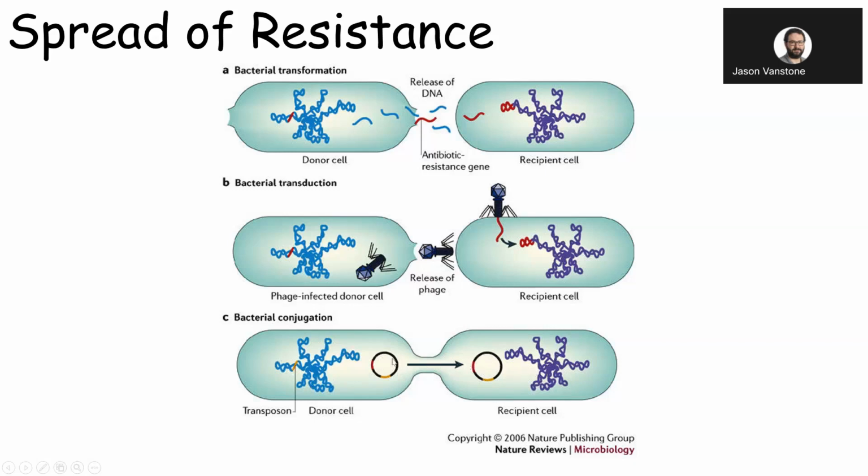The neat thing here too is that we've seen that not only can this happen between members of the same species, but it can actually happen between different species of bacteria. So you can get these plasmids that go from one bacterial species to another bacterial species, which creates even further complications for trying to control and manage antibiotic resistance once it's in a bacterial population.